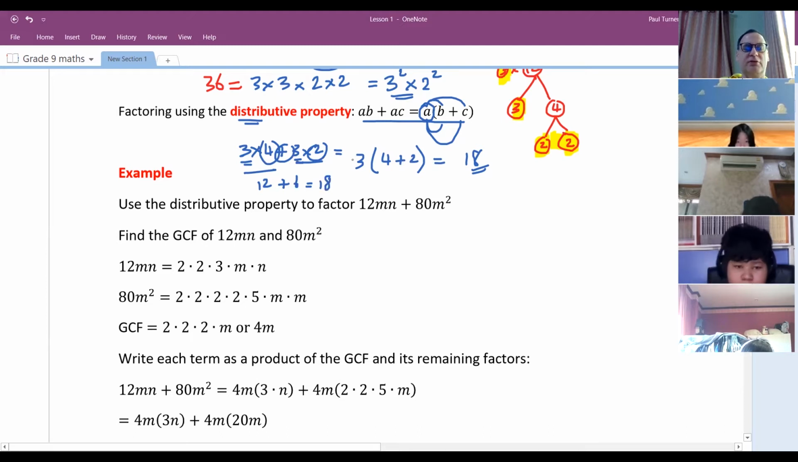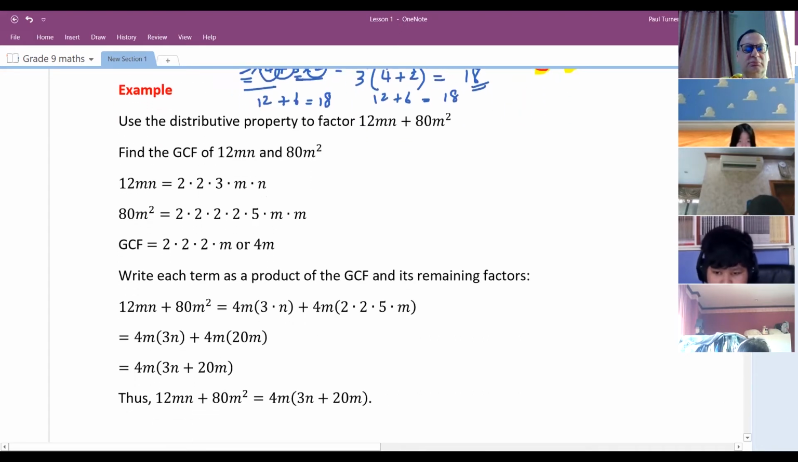So 3 here is called your common factor. So 3 times 4, 12, 3 times 2, 6, and 12 plus 6 is 18, same thing. So probably you learned this, I would say, in grade 7. So use the distributive property to factor.